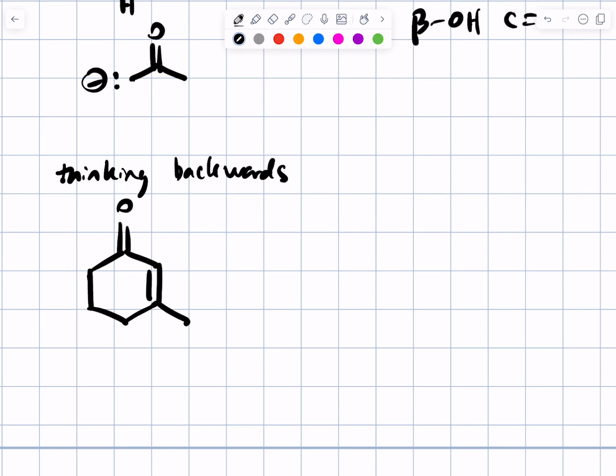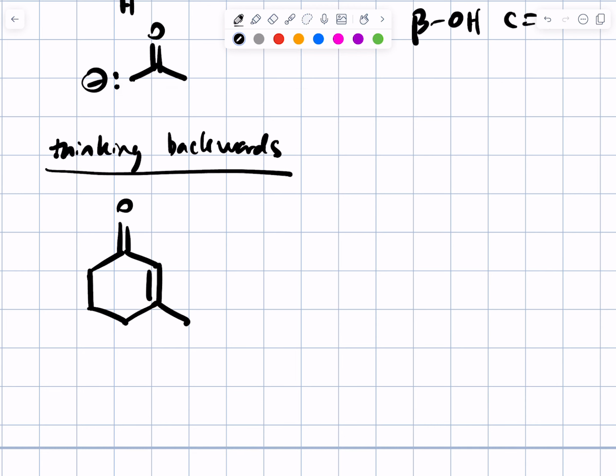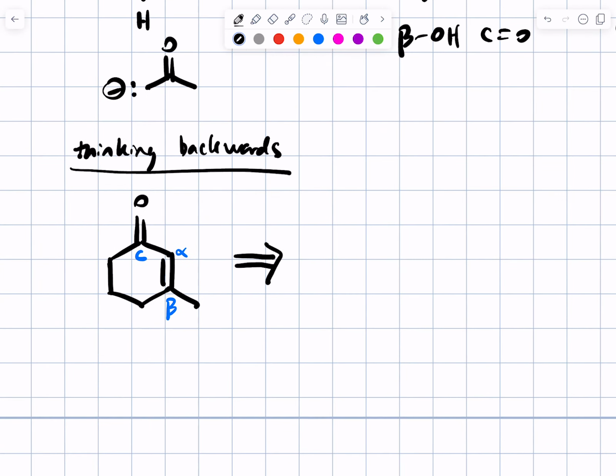All right, so here we're going to see that what I've drawn here is an alpha beta unsaturated carbonyl compound, and we're going to notice that we could have made that via an aldol reaction. So this is sort of a retrosynthesis question. What was the starting material?